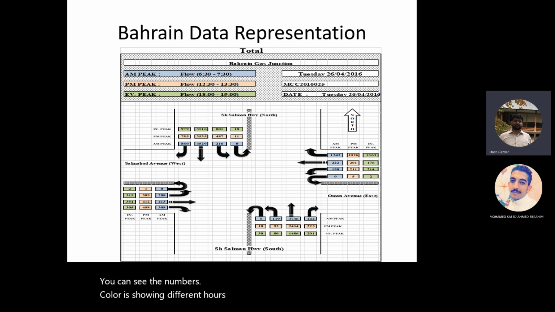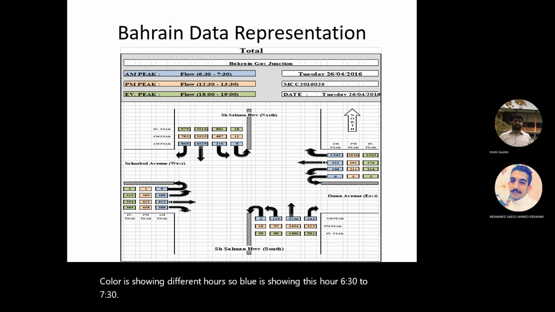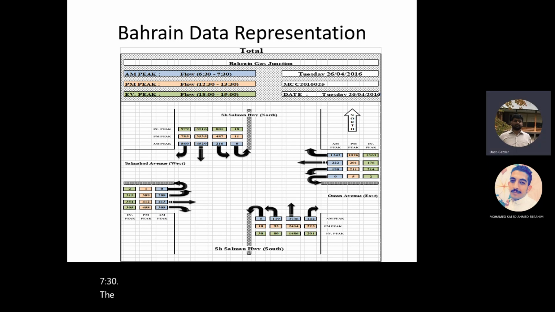So blue is showing this hour, 6:30 to 7:30. Which one is it? Orange, right? What do you call it? Orange or pink? Orange. Okay. So the orange one is showing this hour. And then we have the green one, which is showing this hour.